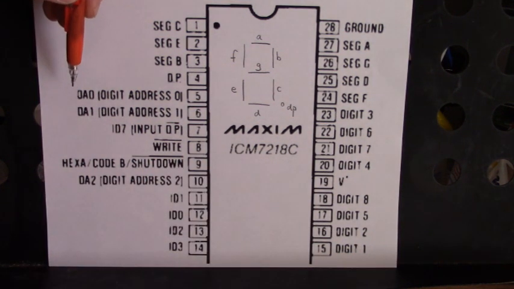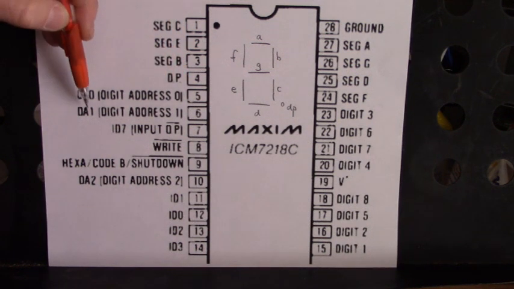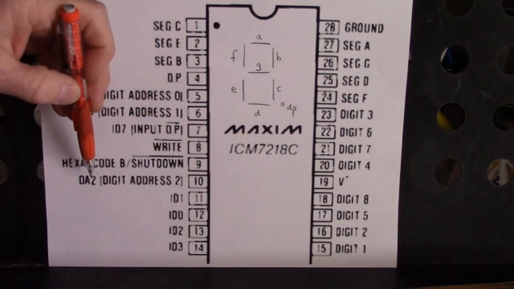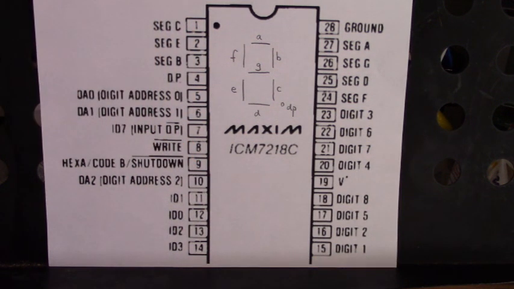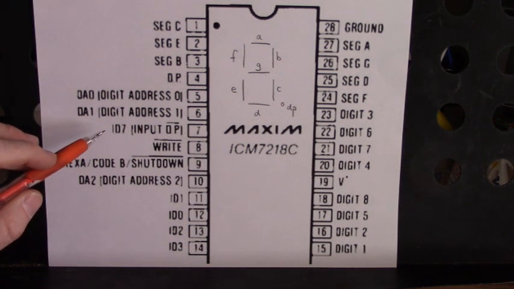Now, here on pin 5 is digit address 0. On pin 6 is digit address 1. On pin 10 is digit address 2. Those select which 7-segment display is operated on, which 7-segment display will display the character that we set up with input data.